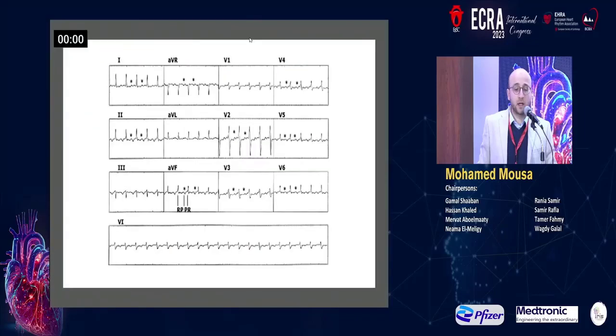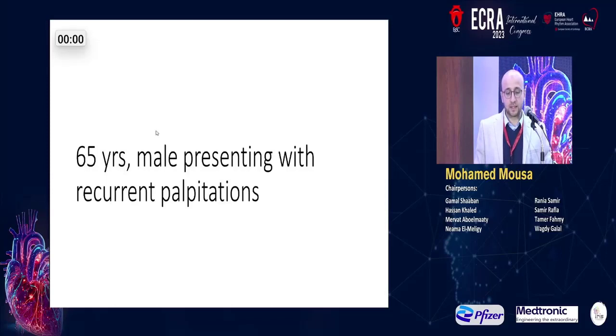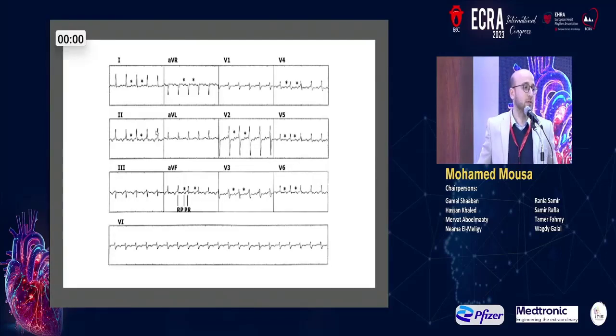Okay, just a minute. Previous ECG was a traditional one. What about this? A 65-year-old male patient with palpitation. As we can see, it's a long RP tachycardia, negative P wave in inferior leads 2, 3 and aVF. So it's suggestive of what?